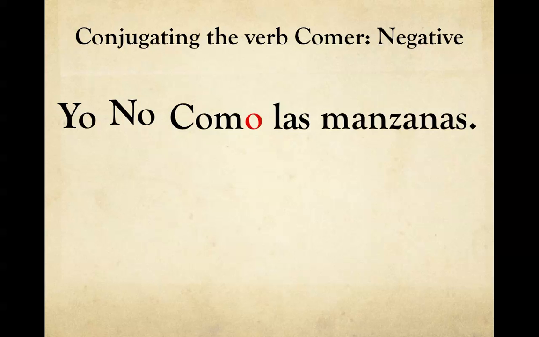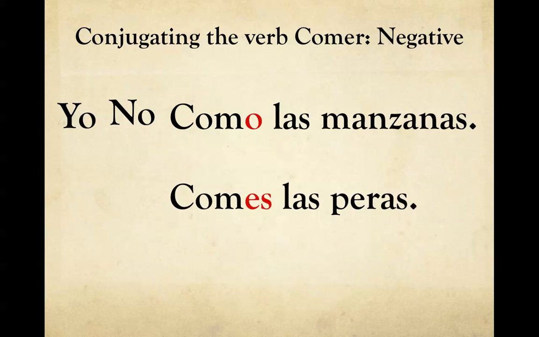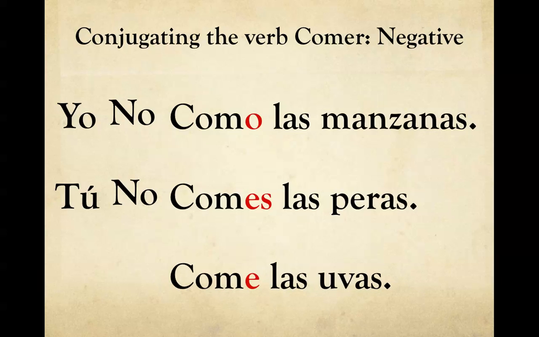Okay? So if we take a look at comes las peras, to make it a negative, you put no in front of the verb. And then, if you want to use the subject pronoun, which we know is not actually necessary, you can say tú no comes las peras. And if we want to do the same thing for the third person, we can go the same way. Okay? So just be careful where you put your subject pronoun and your no and your conjugated verb.